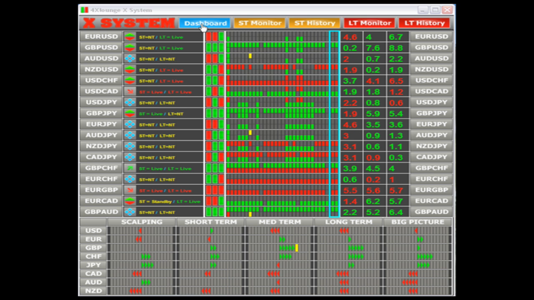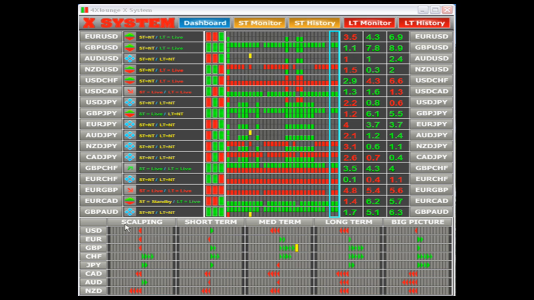The new version of X System has 5 dedicated pages within its software. The dashboard of the page that you're viewing now is our most powerful page. All of our Forex Lounge technology is harnessed in one easy-to-use interface. It's small, compact, and it's very easy to reference via all the colors throughout the page.